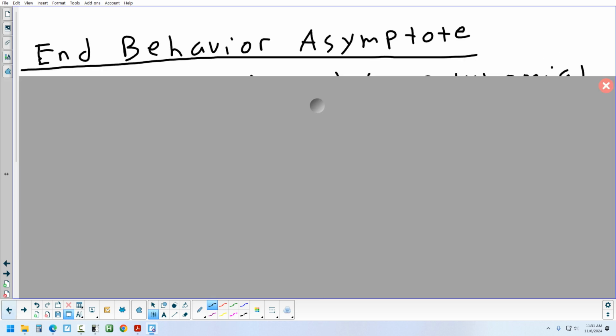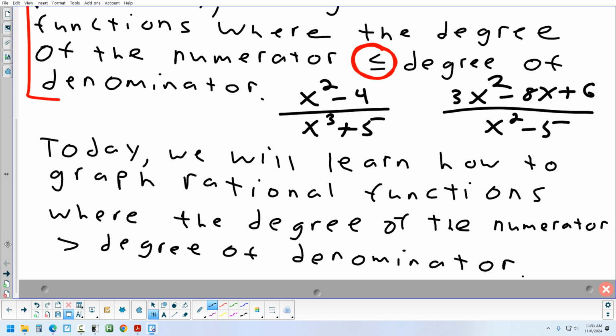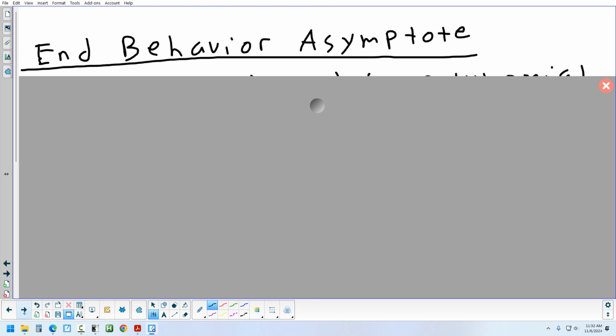When the degree in the top is bigger than the bottom, you might have just seen it. But there's something new that we can find that takes the place of the horizontal asymptote. So that's one thing that's important. When the degree of the top is bigger than the degree of the bottom, you no longer have horizontal asymptotes. Horizontal asymptotes go away. They are going to be replaced with the EBA. Sounds kind of like something we did. We did EBM. This is EBA. End behavior asymptote.